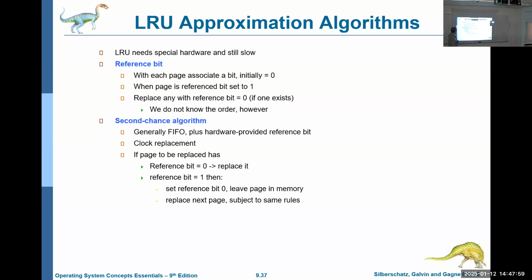When the page is referenced, you set the bit to 1. So you have a bit by every page that's in, and whenever it's referenced, you set the bit to 1. Replace any page with reference bit 0 if one exists. If the bit is set to 0, then it means it probably hasn't been referenced, and so we'll remove it. We'll remove anyone who has a 0.